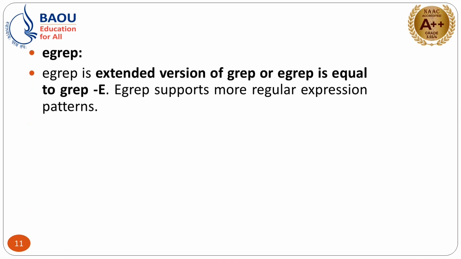Now egrep, that is extended grep. We have already seen the grep command. Now suppose you want to apply particular special symbols, the regular expressions, with the grep command. In that case you require the E option. But if you do not want to use that E option, you can directly use egrep. That means grep dash E is equivalent to the egrep command, right.